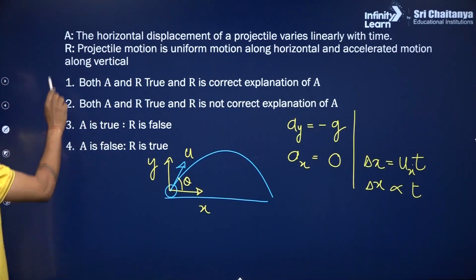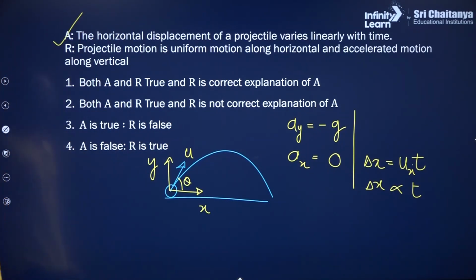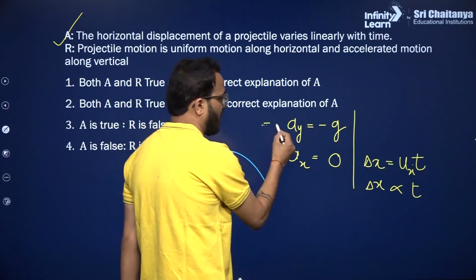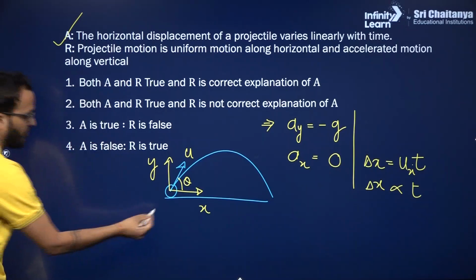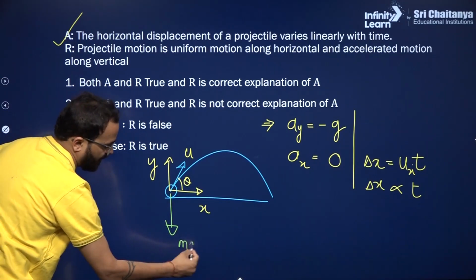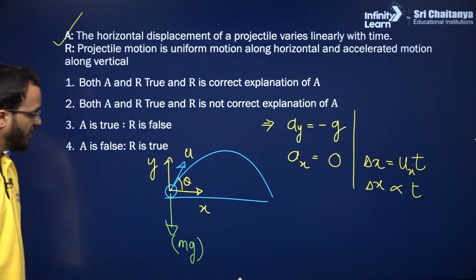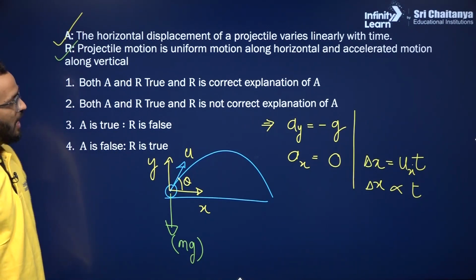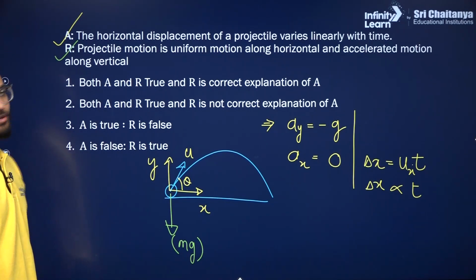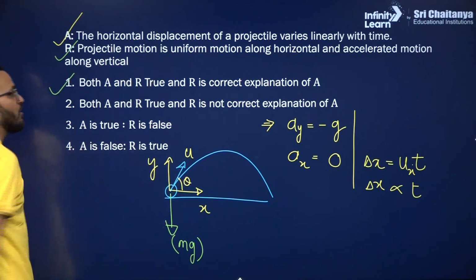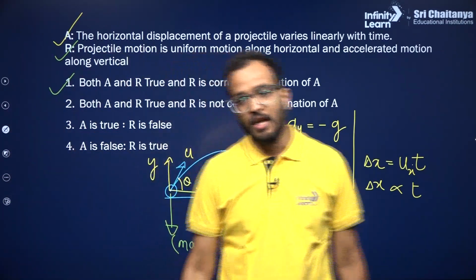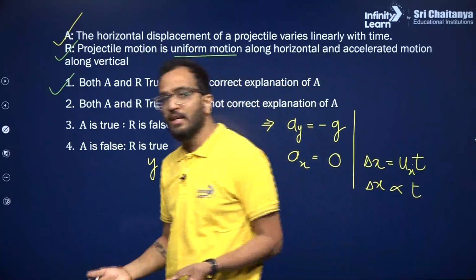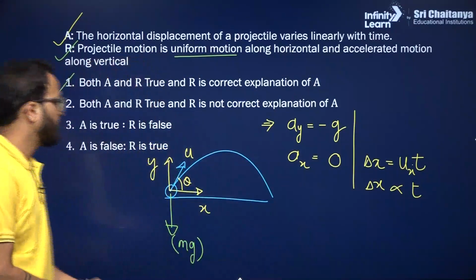So I guess the first statement, the assertion, is right. Now projectile motion is uniform motion along horizontal and accelerated motion along vertical. Obviously it is accelerated along vertical, we already know that. Why? Because constantly one force, that is mg, is acting downward, which is trying to bring the object down and accelerate it downwards, right? But there is no such force in the horizontal direction. So projectile motion is uniform motion along horizontal, definitely true, and accelerated motion along vertical, definitely true, and it should be the first option because the reason is explaining the assertion. Because if it is uniform in the horizontal direction, naturally the displacement is directly proportional to time. Okay, so let's move ahead.